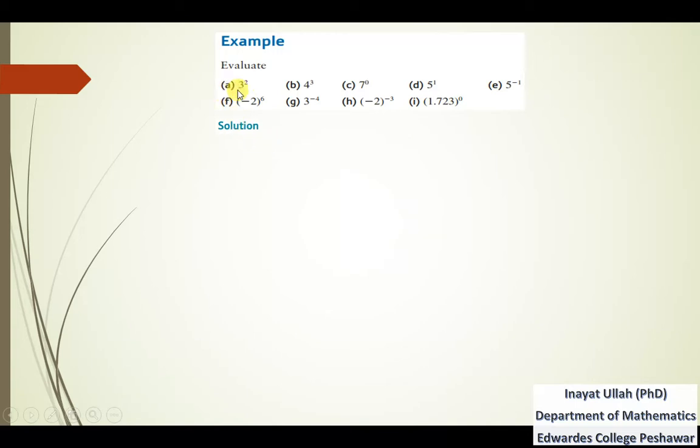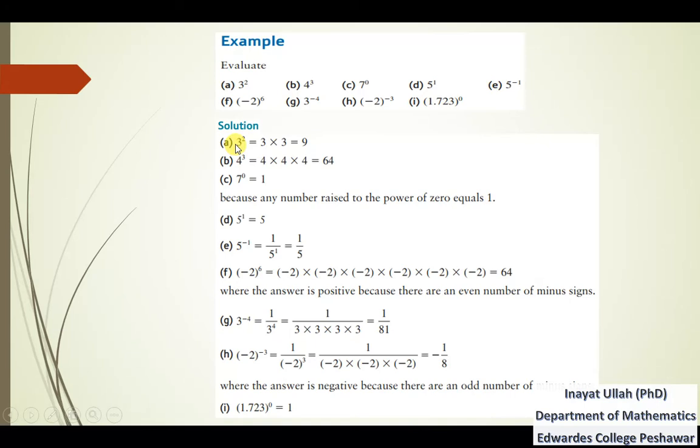First of all, we need to simplify 3 square. So 3 square can be written as 3 multiplied by 3, and 3 multiplied by 3 is 9. Similarly, 4 cube means 4 is multiplied 3 times. So whenever you multiply 4 three times, you will get 64. 4 4s are 16, 16 4s are 64.